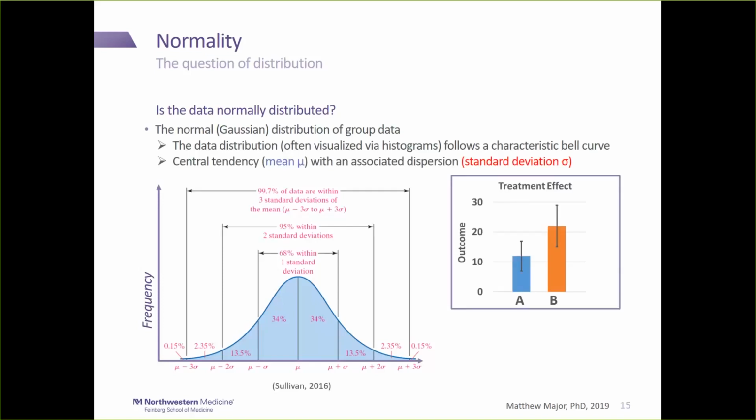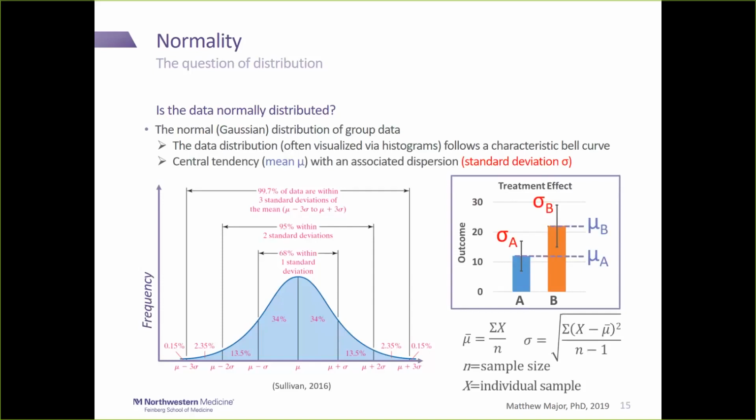So you might see data that is represented or visualized in this way. In this case, you have treatment effects of treatment A and B. You then have a mean for A and B, and you have some error bars associated with that. Those error bars denote your standard deviation. I'm not giving too much math in this presentation, but I just want to demonstrate here that these are the equations for calculating the mean and standard deviation. What I'd like to point out is they are a function of sample size.